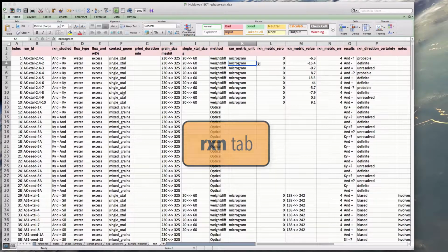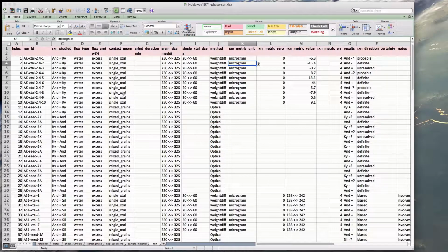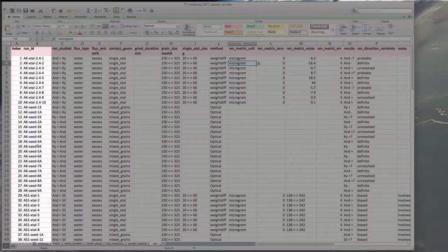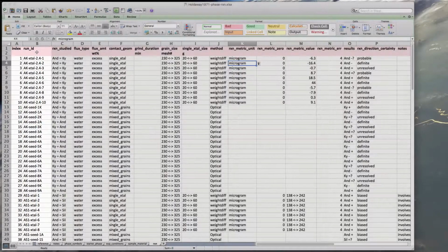This video provides a detailed overview of the reaction tab for phase reaction datasets, enabling you to accurately digitize phase reaction experiments. Just like the experimental conditions tab, the reaction tab starts with a couple of columns identifying which particular experimental run is represented by each row.